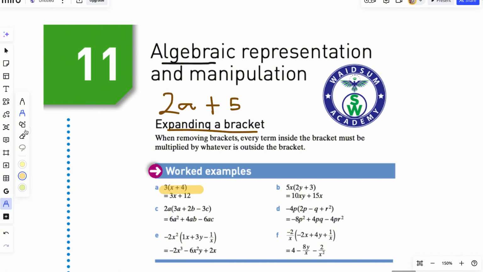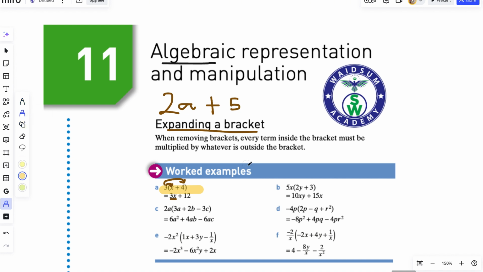Now 3 times x gives us 3x. The second one is this 3, because it's outside, multiplied by this 4, and 3 times 4 we get 12. That's how we got this. The job is done. It's as easy as that. Now let's move on to the next one.